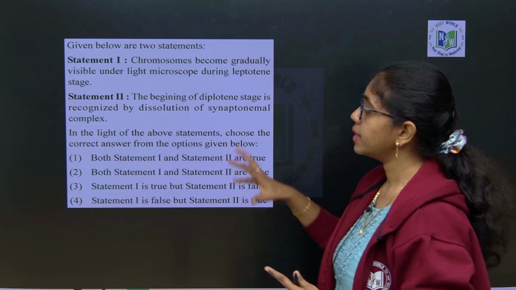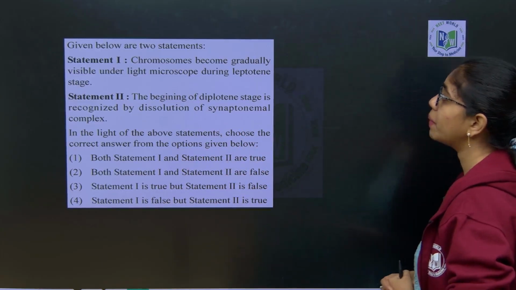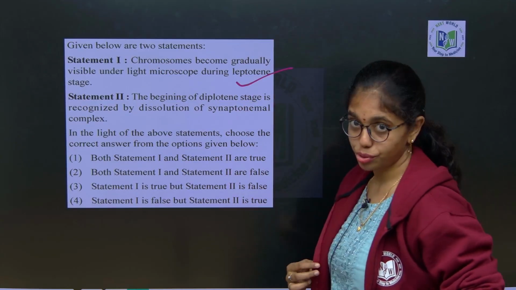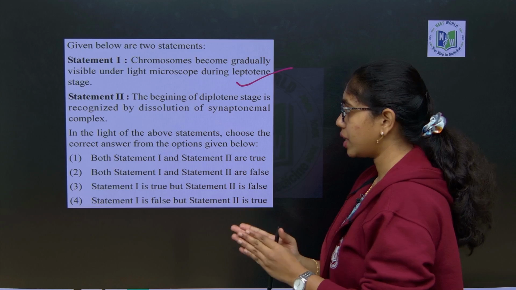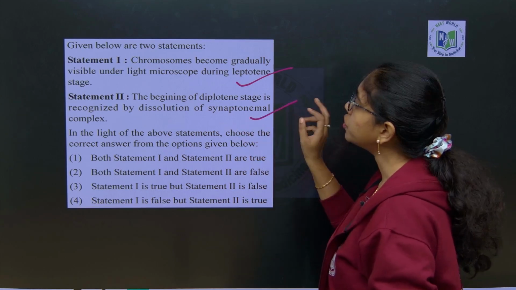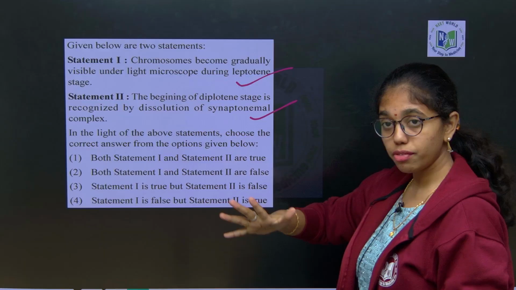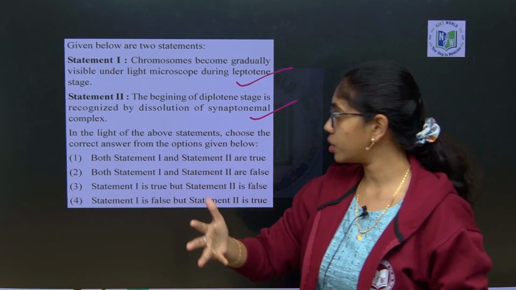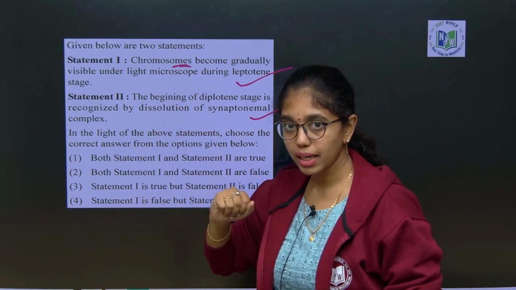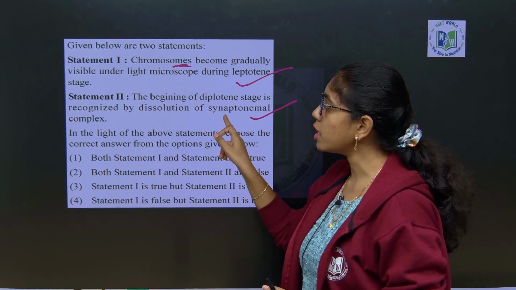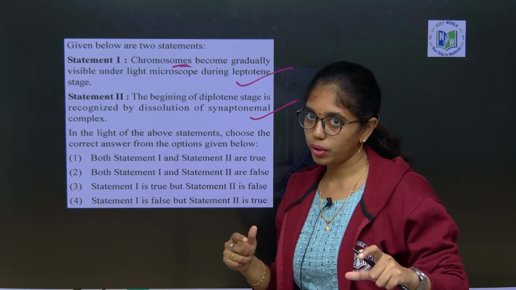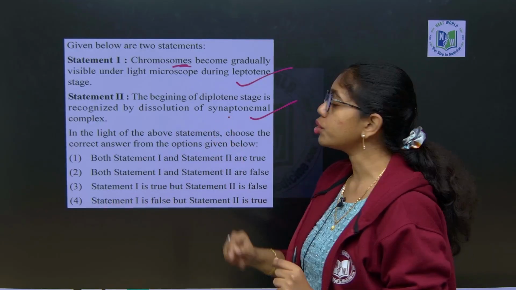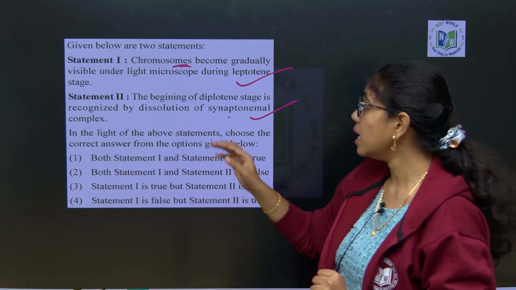Next, this is from cell biology. Chromosomes become gradually visible under light microscope during leptotene stage. True. Next, the beginning of diplotene stage is recognized by dissolution of synaptonemal complex. True. We have 5 substages under meiosis 1, those are leptotene, zygotene, pachytene, diplotene and diakinesis. In leptotene, chromosomes are lightly visible under the light microscope. Synaptonemal complex, which is formed in the zygotene, is dissolved after crossing over, which is happening in pachytene. That dissolution of synaptonemal complex happens in diplotene stage.